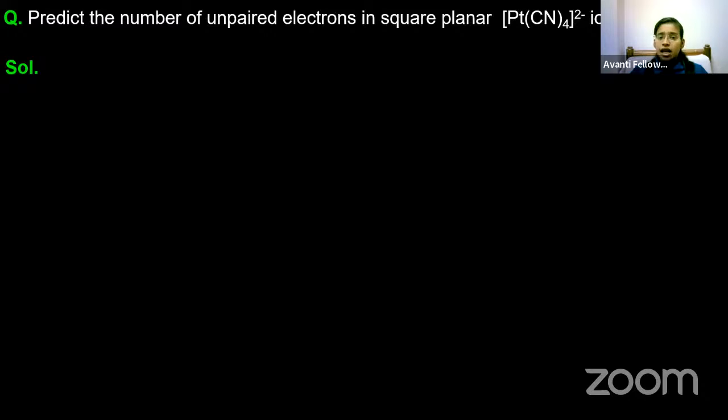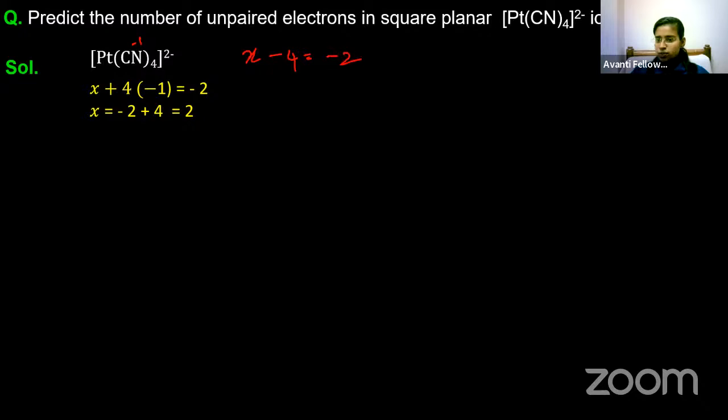Predict the number of unpaired electrons in the square planar platinum tetracyanido ion. Can anyone find out the answer for this question? To find the number of unpaired electrons, first of all, we need to find the oxidation state of the metal, right? It is coming out to be +2, because for platinum it is X. Each CN will have -1 charge, and there are 4 CN, so it is -4, which is equal to the charge on the complex, -2. So X is equal to -2 plus 4, giving +2. So platinum is in +2 oxidation state.